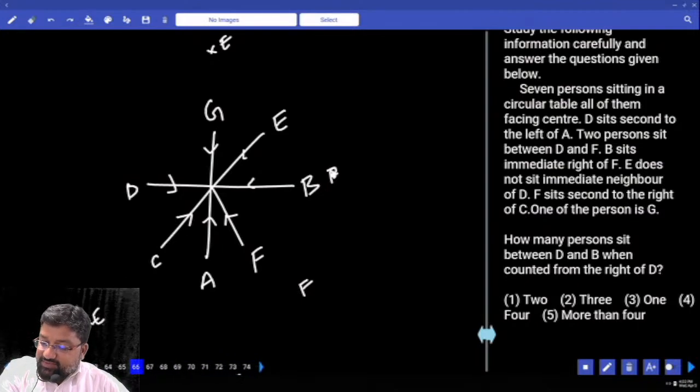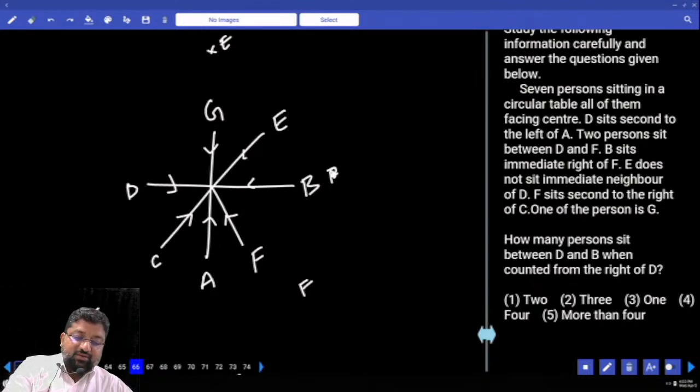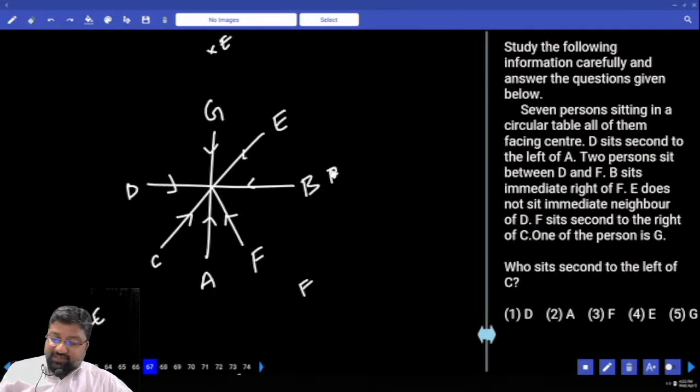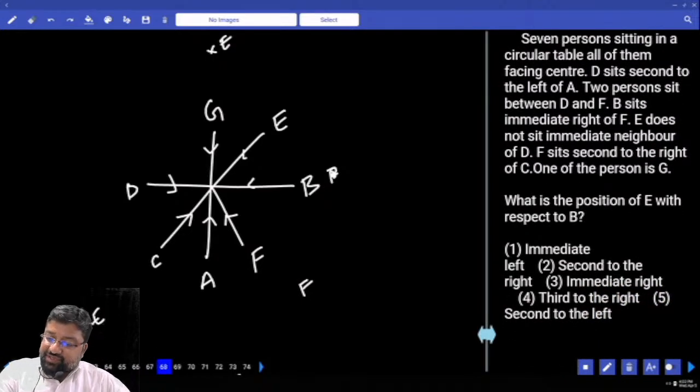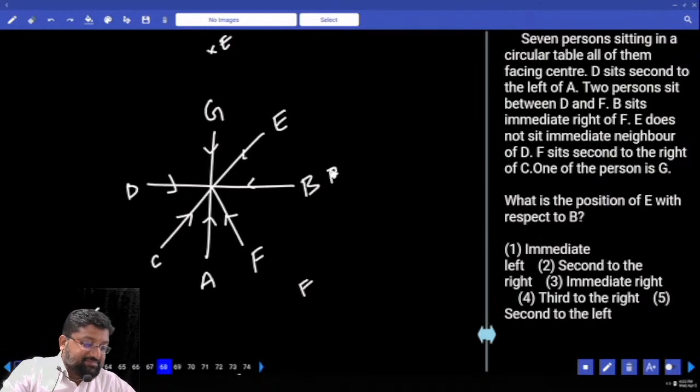How many persons sit between D and B when counted to the right of D? D and B when counted to the right of D, how many do you see? 3. Who sits second to the left of C? Second to the left of C is G. What is the position of E with respect to B? E with respect to B, immediate right.